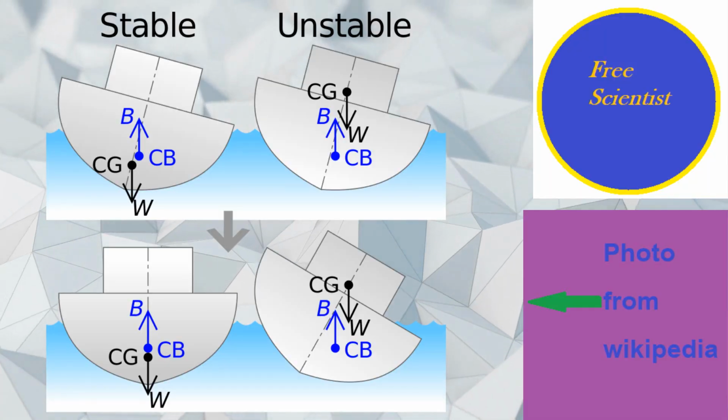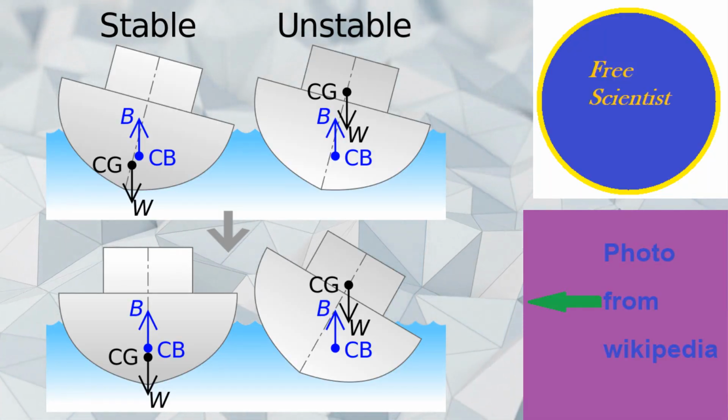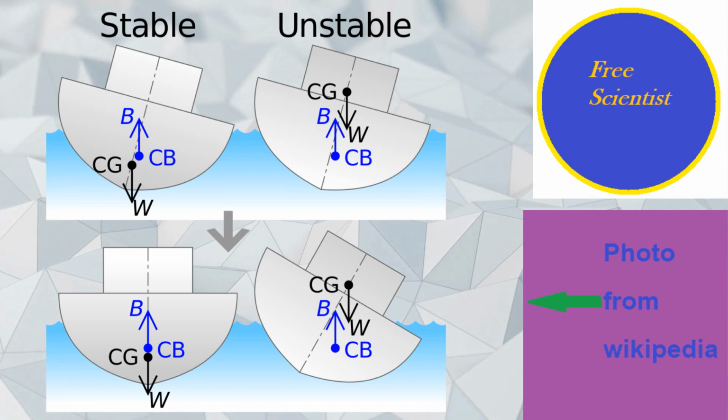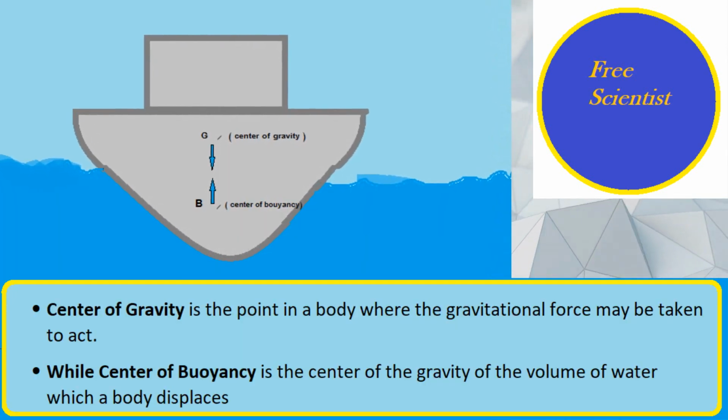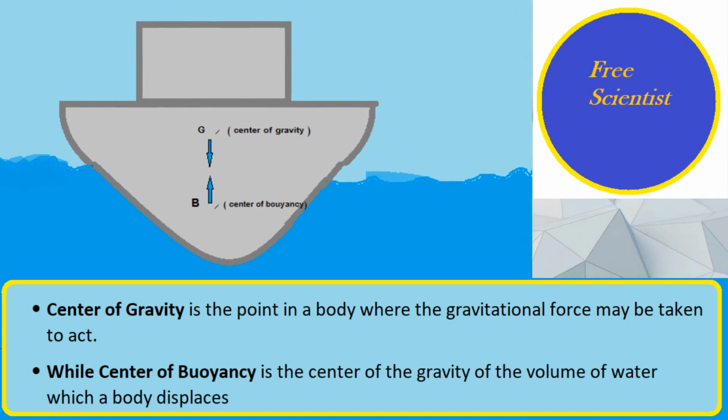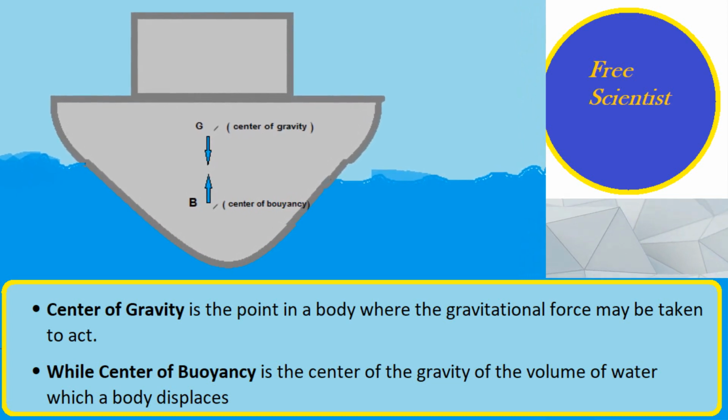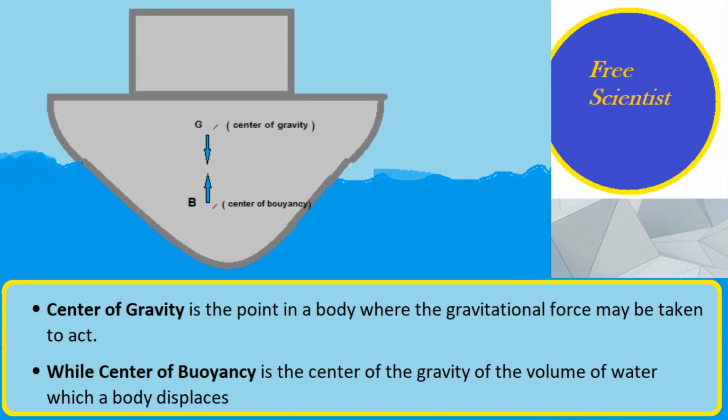The center of buoyancy of an object is the centroid of the displaced volume of fluid. Center of gravity is the point in a body where the gravitational force may be taken to act, while center of buoyancy is the center of gravity of the volume of water which a body displaces.